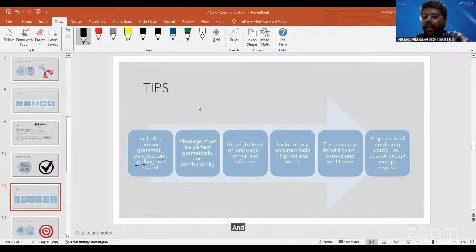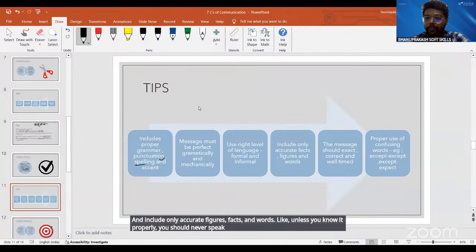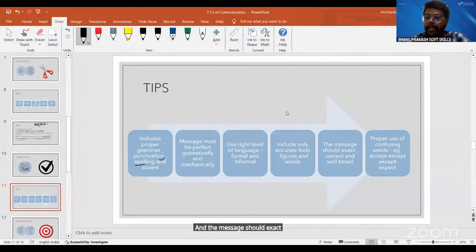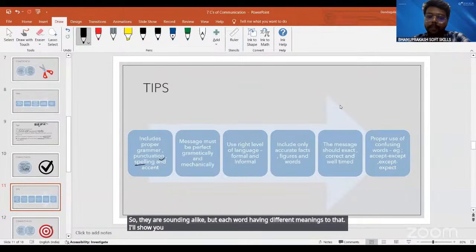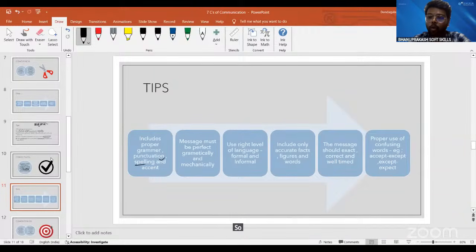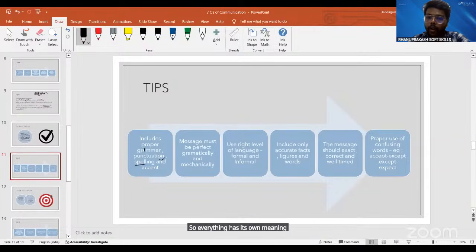And include only accurate figures, facts, and words. Unless you know it properly, you should never speak on that. The message should be exact, correct, and well timed. And proper use of confused words that I have already mentioned: accept, except, expect. They sound alike, but each word has a different meaning. I'll show you in the verbal ability. Everything has its own meaning, so you have to use the right vocabulary here.